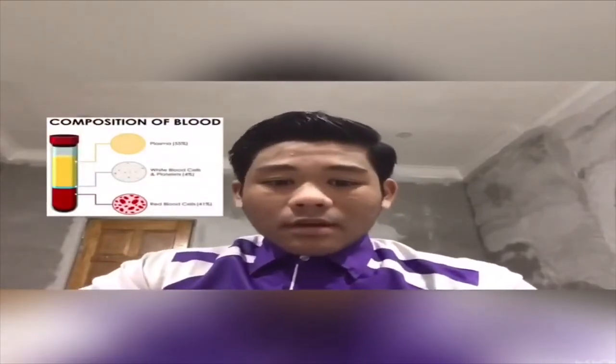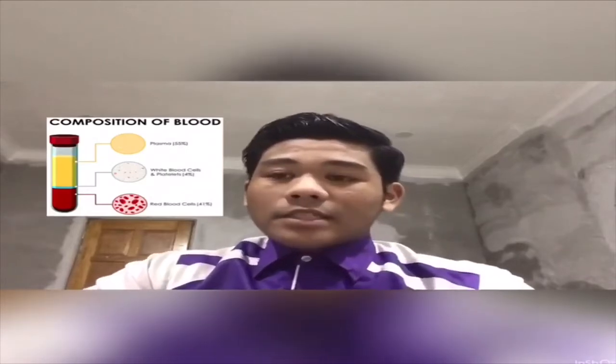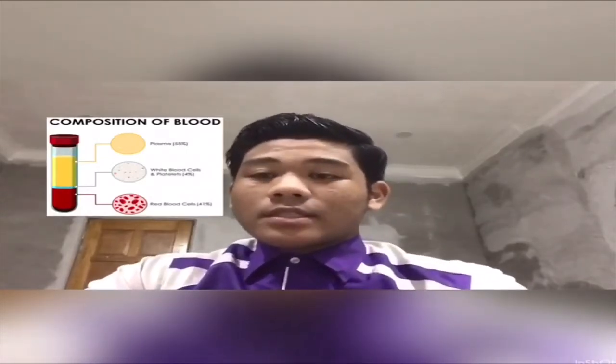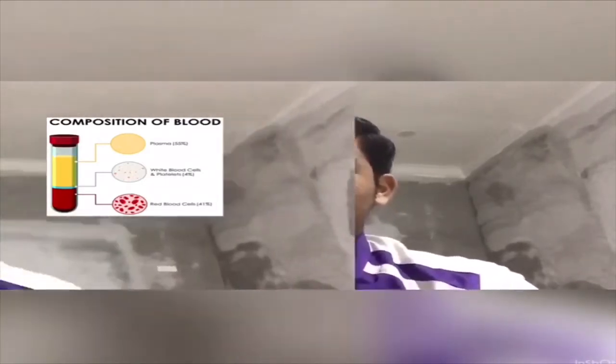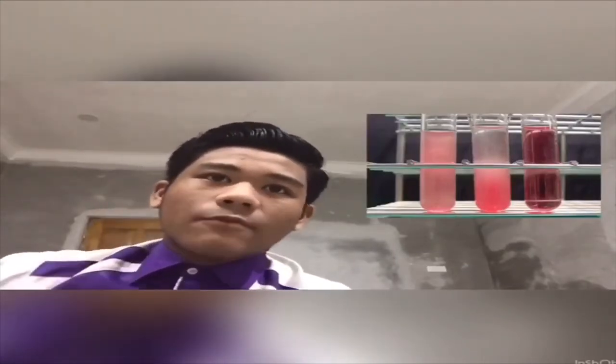Now I will present about composition of blood. For your information, blood is formed from a few parts, which is plasma, red blood cell, white blood cell, and platelet. Okay, first is blood plasma. Blood plasma is formed 55% from blood volume. Other than that, blood plasma is built from a few components.